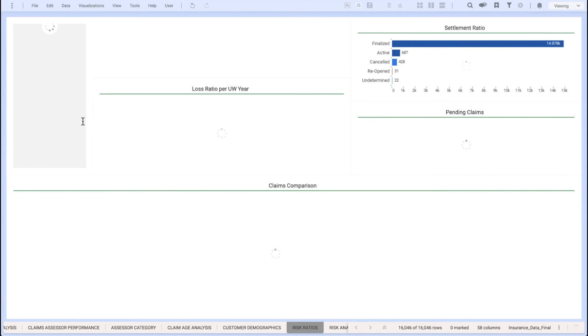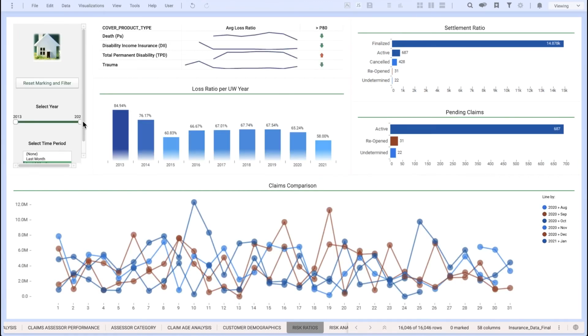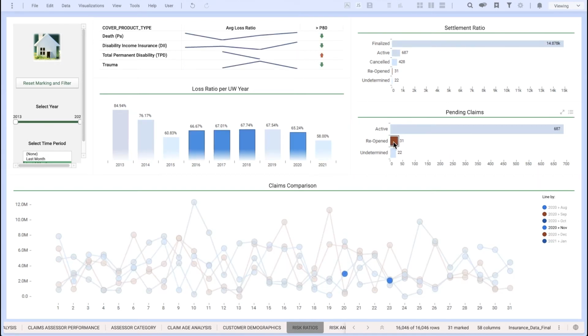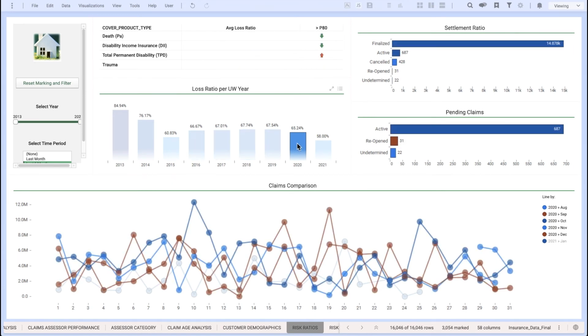So I could go to the risk ratio page and understand what's happening with my risk ratio over time. And I can actually even start to drill in if I need to know more. So I could look at my reopened claims, for instance, with the automatic brush linking that occurs within Spotfire. It's a very powerful capability of this particular product.